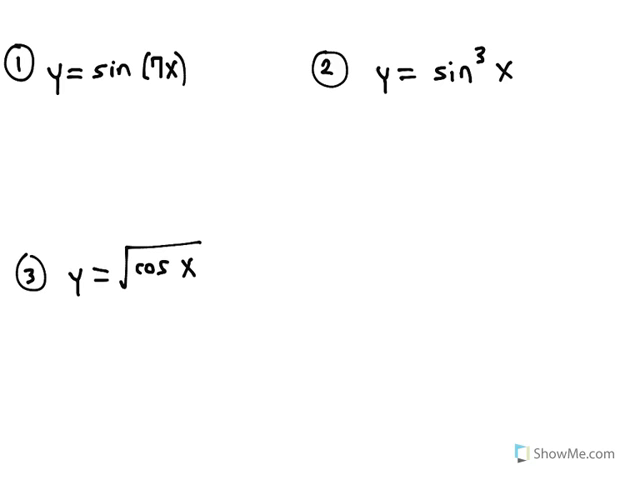We're going to work with these three functions for our objective. We have three functions. y is equal to sine of 7x, y is equal to sine cubed x, and then we have y is equal to the square root of cosine x. Each of these functions is a composition of two functions. So we'd like to begin by understanding for each composite function how the two functions are composed. Which is the inside function? Which is the outside function? The inside function is the function that goes first. The outside function is the function that goes second.